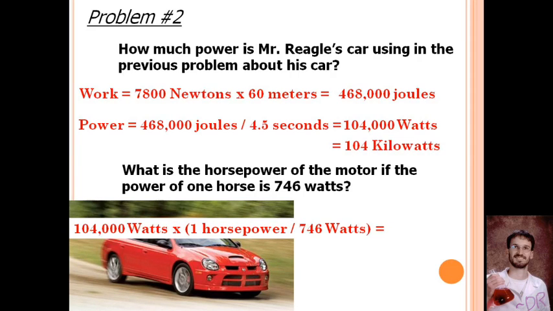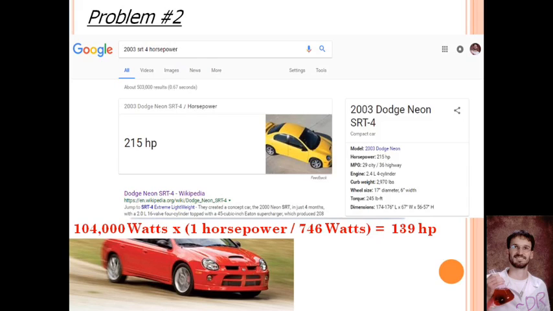Well, 104,000 watts. If 1 horsepower is 746 watts, that means the motor is 139 horsepower. But wait, if you do a quick Google search and you look at my car, 2003 Dodge Neon SRT4, it tells us that the motor of my car is 215 horsepower.